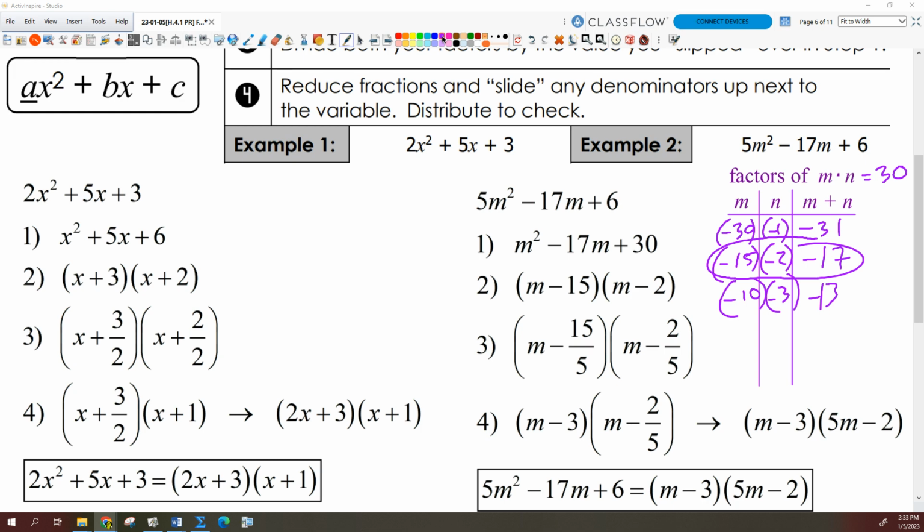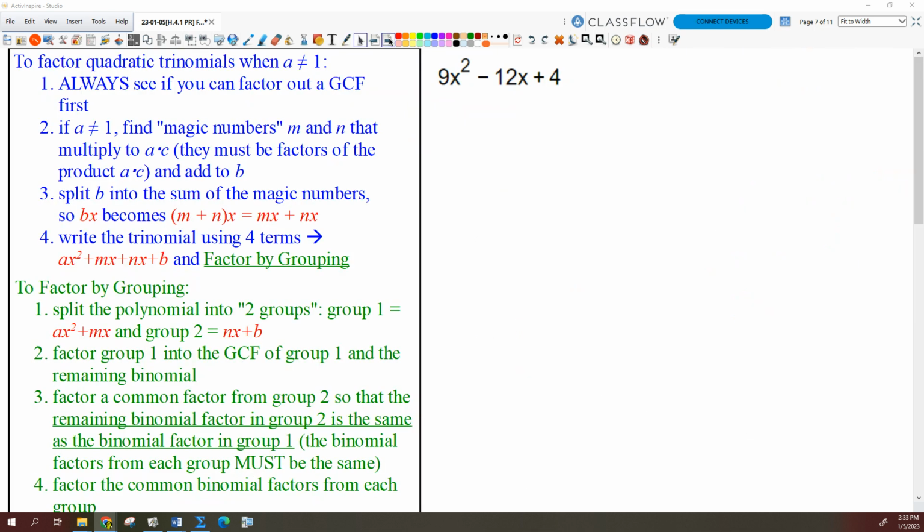This is how you would have probably normally done it in years past when you're finding magic numbers. Make a factor tree or something. Find factors of a number and then just pick the ones that add up to the right amount. Okay, now moving on. I'm going to show you a better way of doing this.